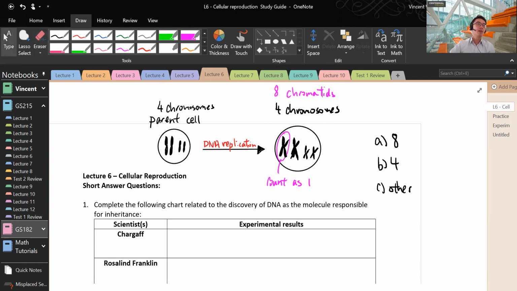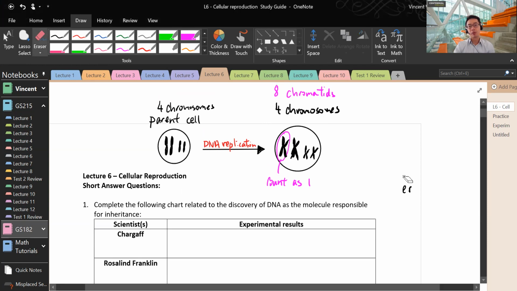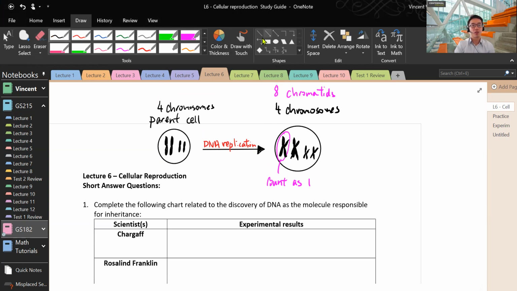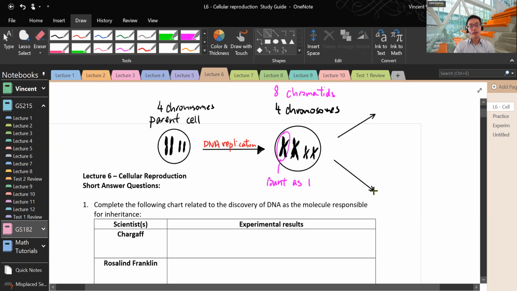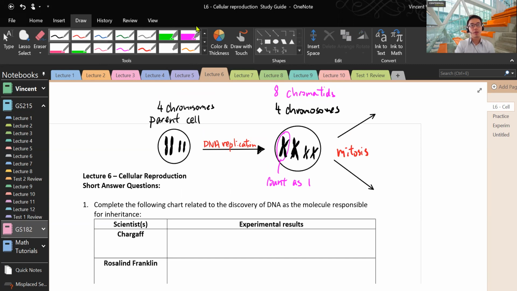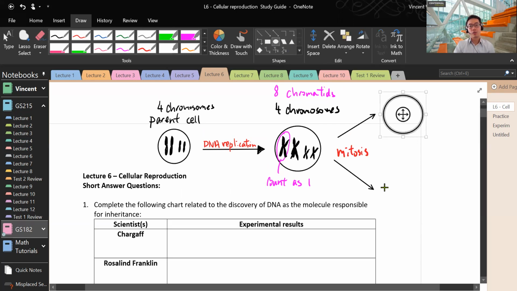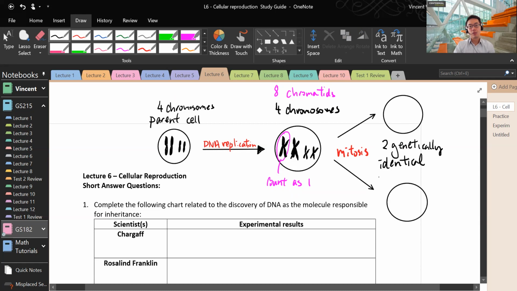Nevertheless, the amount of genetic material has been doubled after DNA replication. Okay, and so if we proceed to mitosis, we will have two genetically identical daughter cells. These chromatids will separate and it's going to look like this.